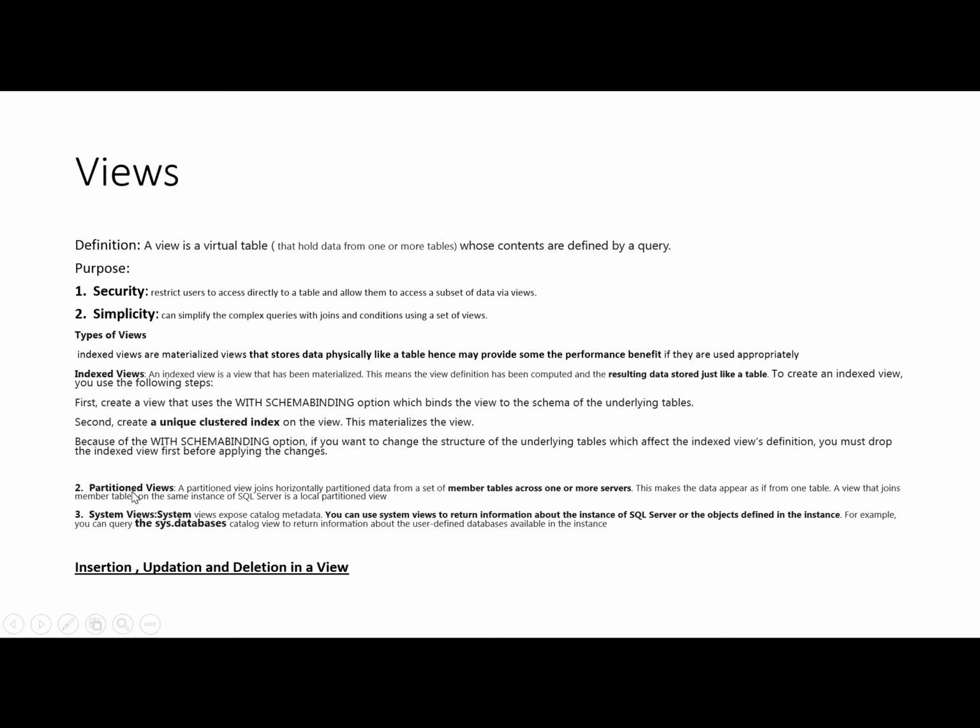There is another kind of view that is called the partition view. If we have tables across different partitions, and we want to join them through a view, then we can use the partition view. Partition views join horizontally partitioned data from a set of member tables across one or more servers. So it will make the data appear as if it is coming from only one table.